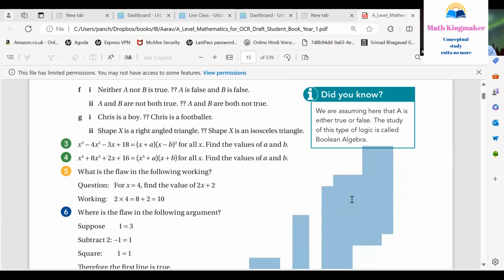Neither A nor B is true. A is false, B is false. So it's a forward statement. If neither A nor B is true, then A is false and B is false. And A is false and B is false implies that. So it's both ways.